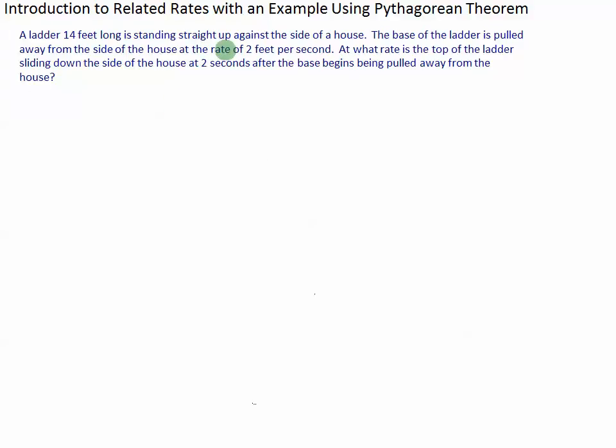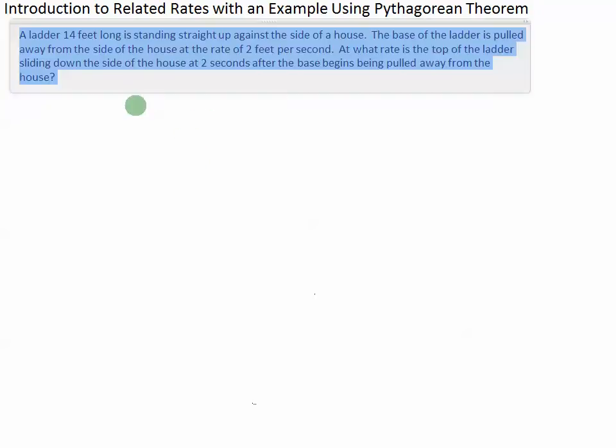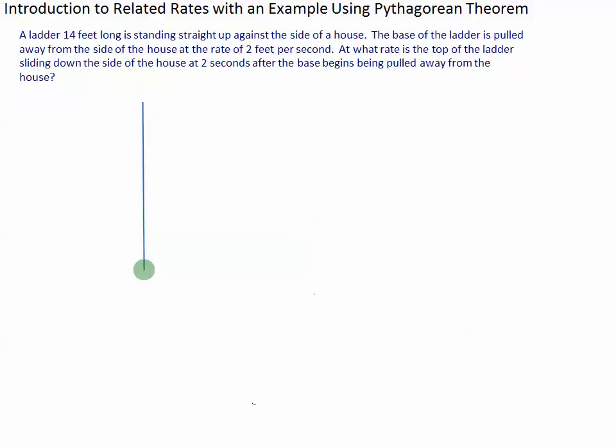So I have a problem here that involves related rates, and if we look at it, we have a ladder standing straight up against the side of a house. The base of the ladder is pulled away from the side of the house at a certain rate. So we sort of have a picture like this. That's the side of the house. This is the ground. Here's the ladder.